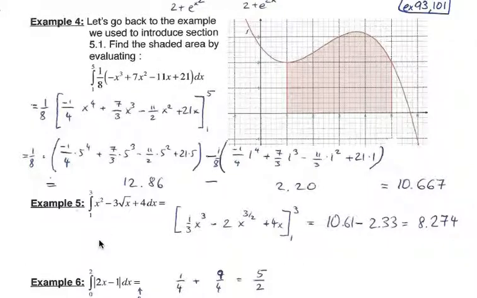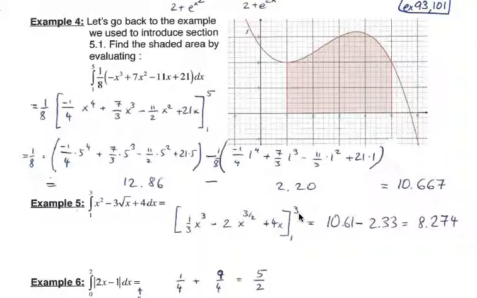Example 5. This is the integral from 1 to 3 of x squared minus 3 root x plus 4. We have no idea what the graph looks like. It doesn't really matter. We're not asking for areas here. We're just calculating the definite integral. So the integral of x squared is 1/3 x cubed. The integral of negative 3 root x is negative 2x to the power of 3/2. And the integral of 4 is 4x.